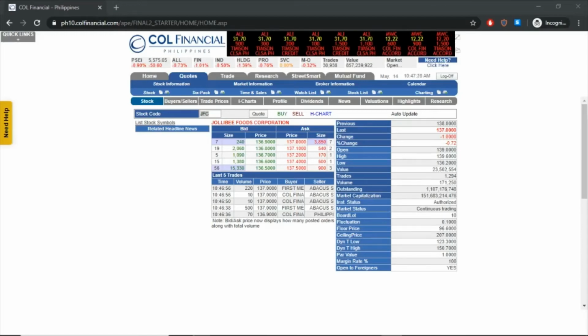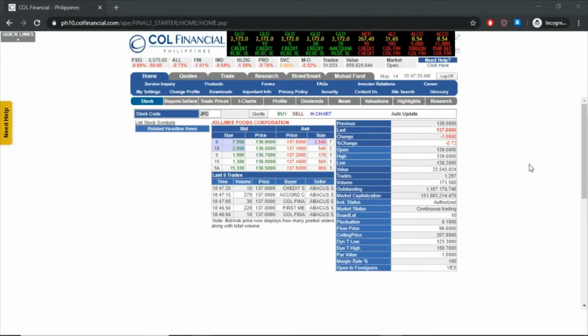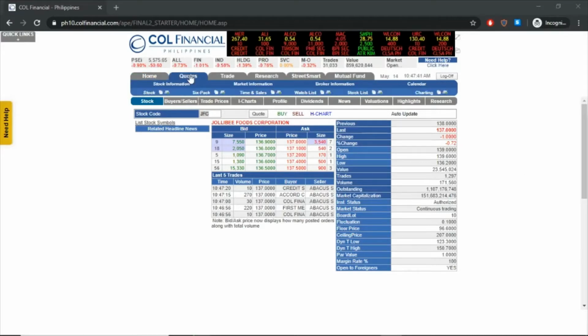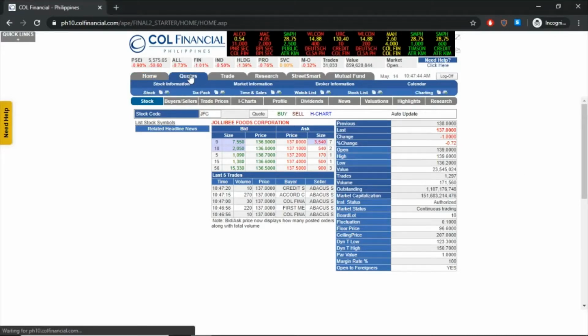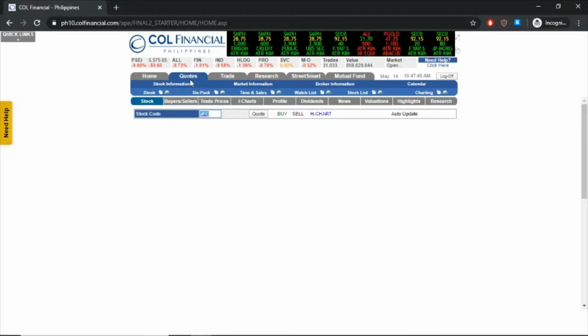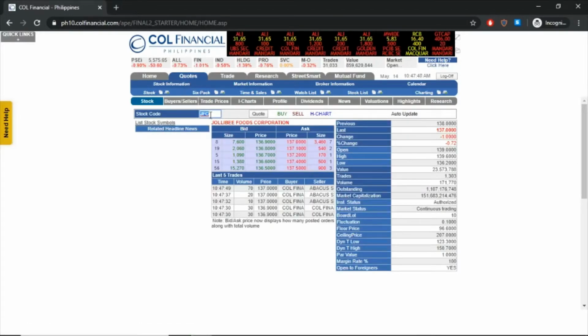Good day, everyone. In today's lesson, I'm just going to familiarize you with some of the basics of using the website platform of Call Financial. This is the broker that I use for investing in the stock market. Here we can see basic information. Under the quotes tab, you would see the stock code. If you click on the quotes tab, you would see the option to look for a certain stock.